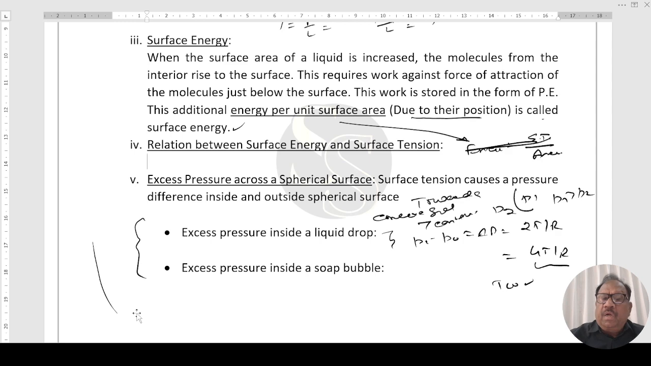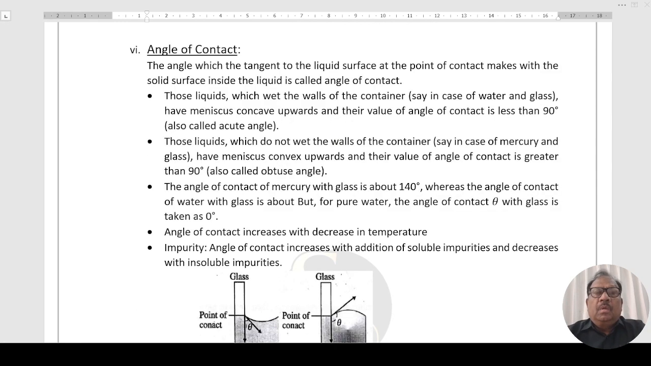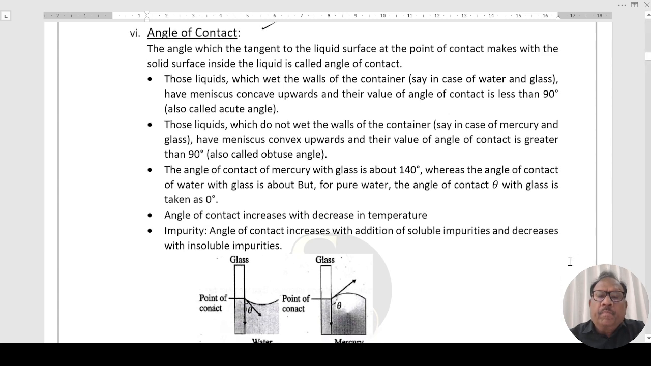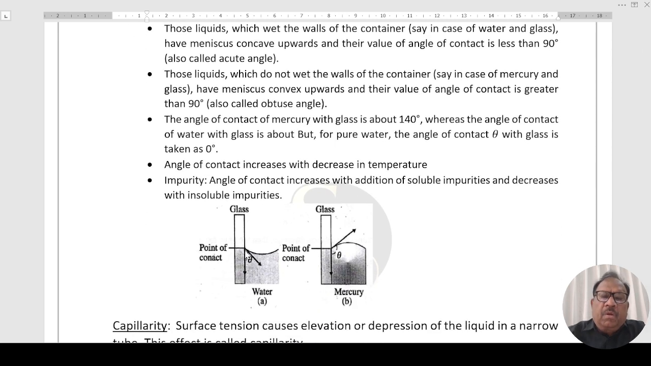Now next, regarding angle of contact. What is the angle of contact? The angle which the tangent to the liquid surface at the point of contact makes with the solid surface inside the liquid is called the angle of contact. This is the angle of contact.